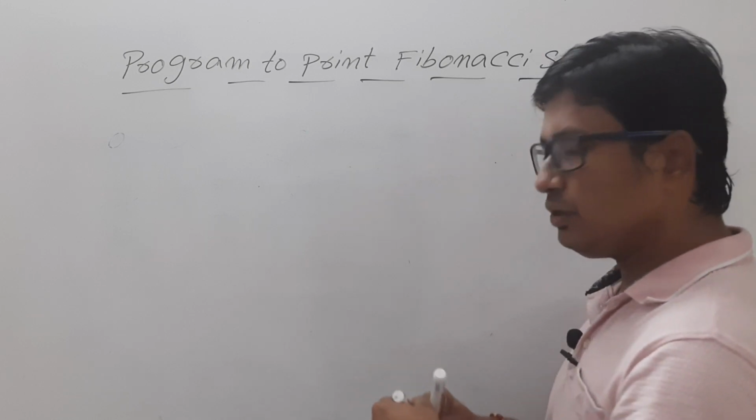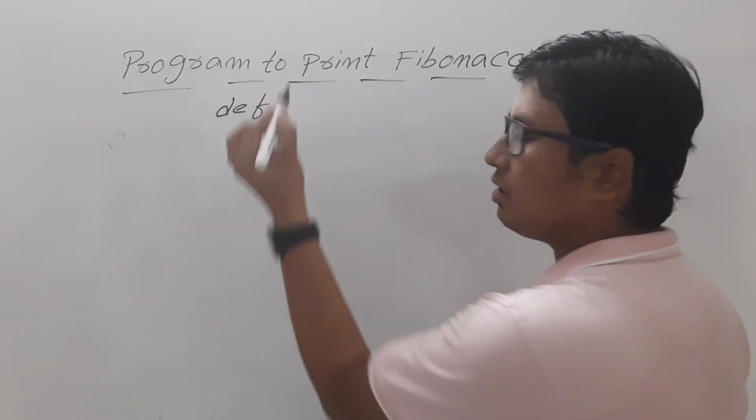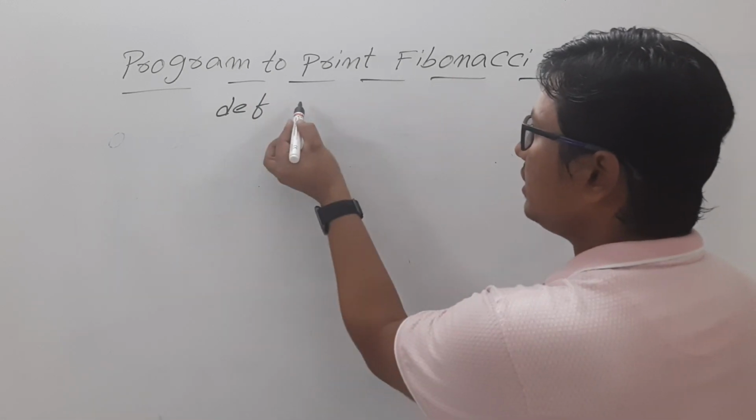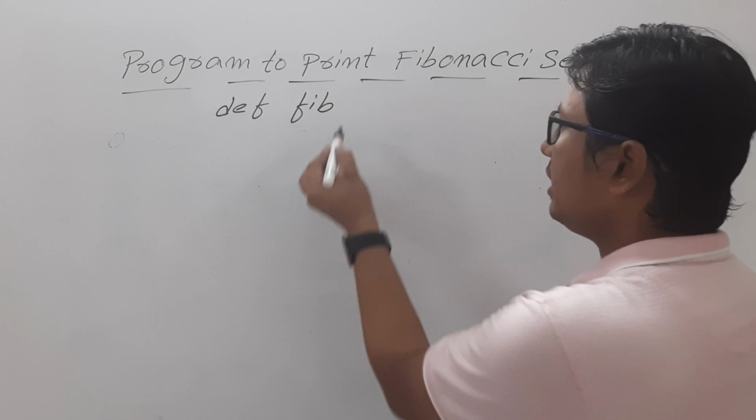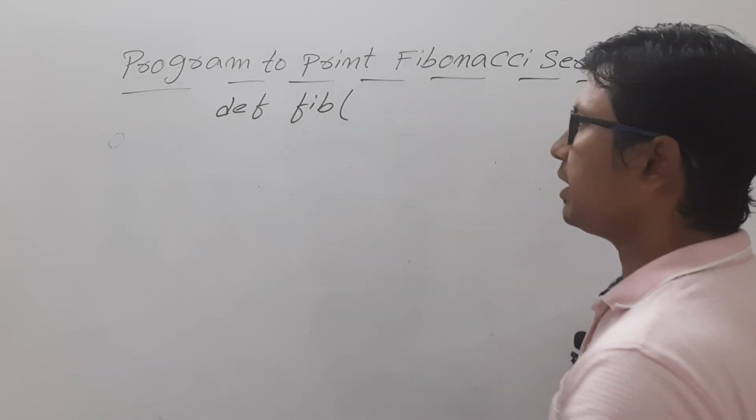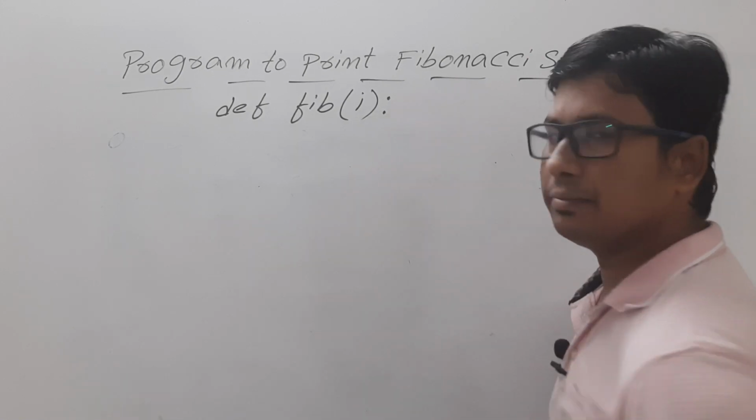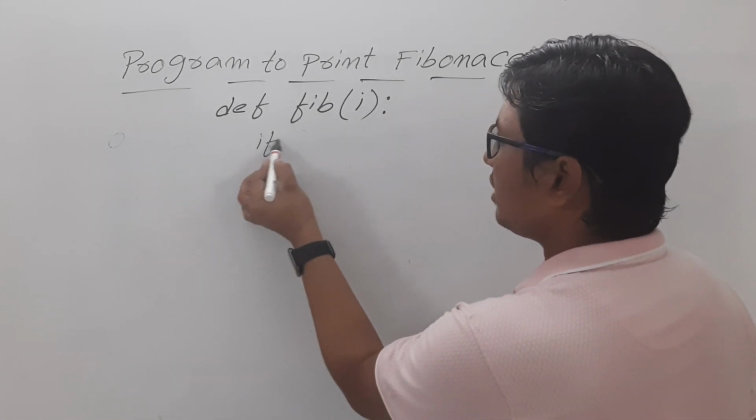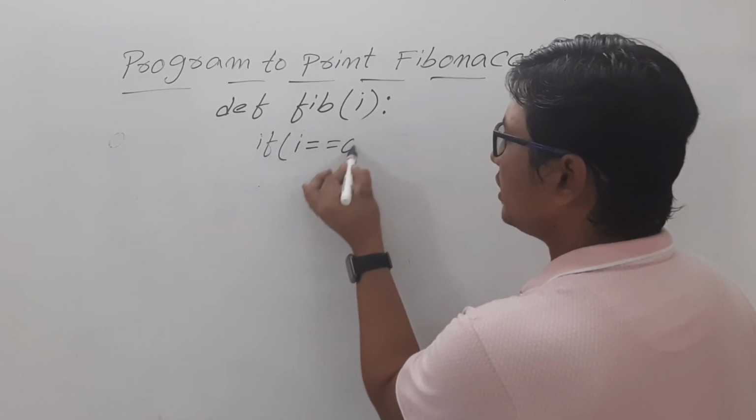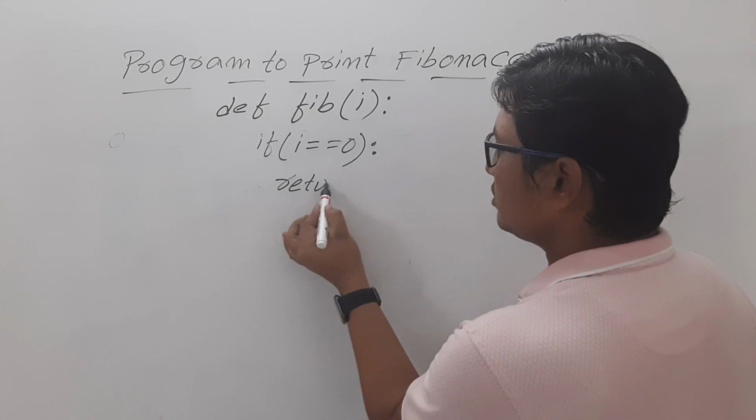If you want to define any function, you have to use the keyword called def. Then you need to write the name of the function and then you have to take the parameter. Now let me take the i value as one of the parameter. Now what I want to verify: if i is equal to 0, then return 0.